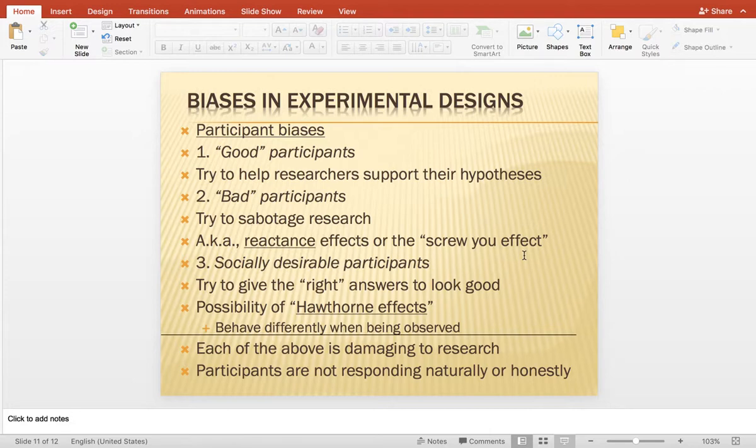Now, bad participants, on the other hand, these are the ones who try to screw with you. We actually have what's called the screw you effect, or what we also call a reactance effect. The reactance effect, or the screw you effect, is where participants react in a negative fashion to a situation and give you bad data or act in negative fashions to try to throw you off in terms of your research study. And that hurts you, because they're trying to sabotage your work and you may not even know that they're trying to sabotage your work.